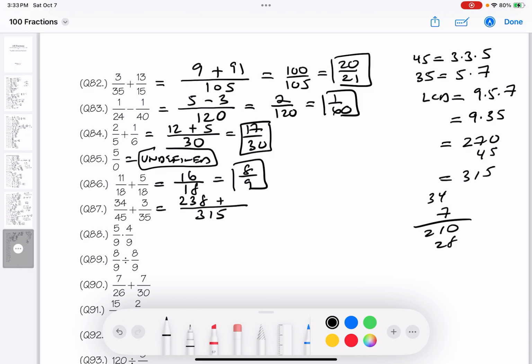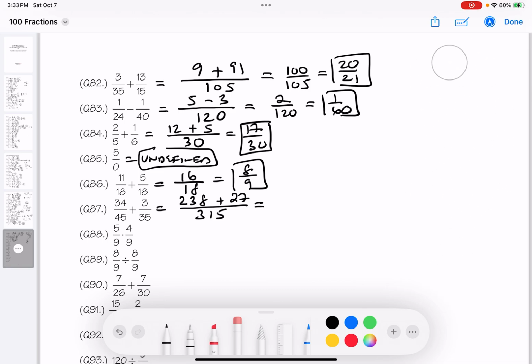Plus, boy, what times 35? It's 9, and that's going to be 27 now. All right, let me get my eraser. I get a little distracted by this stuff over here. And what do you get? 27 and 238. And that's going to be, well, 8 and 7 is 15. Carry the 1. That's going to give me 4, 5, 6, and 265. So I'll write that down, 265 over 315.